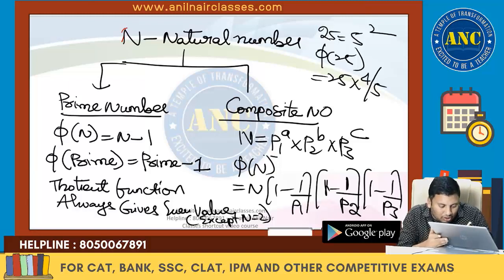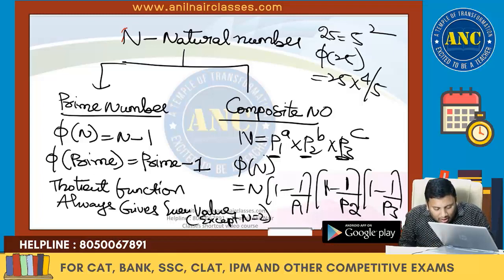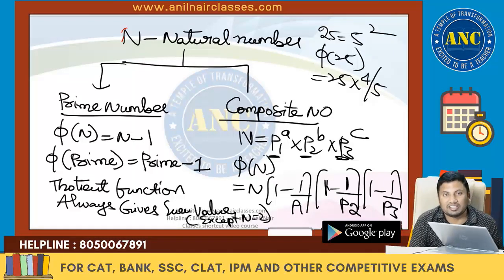If you observe closely, except one number which is 2, all the other prime numbers are odd. 1 minus 1 by odd. What is odd minus 1? Odd minus 1 is nothing but an even number. Even number into any number, how much will it become? Even number. Are you all with me?